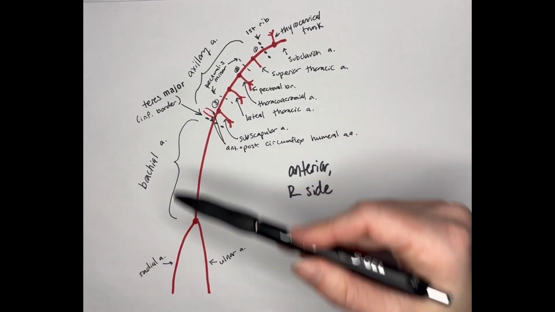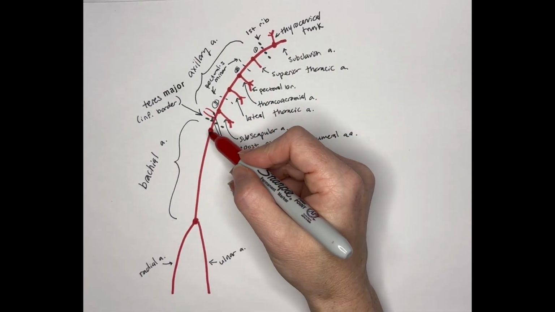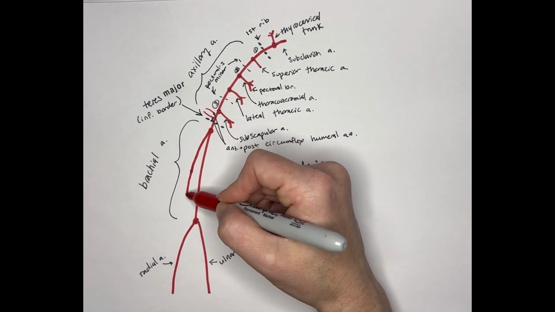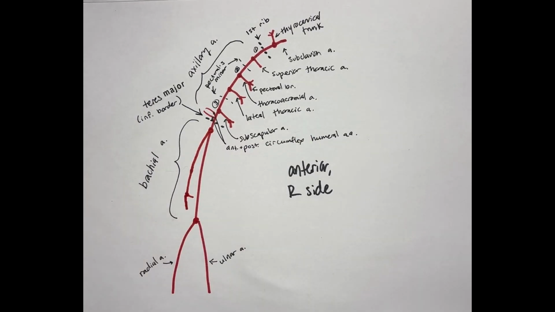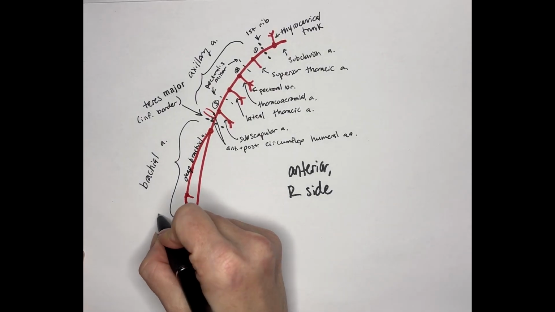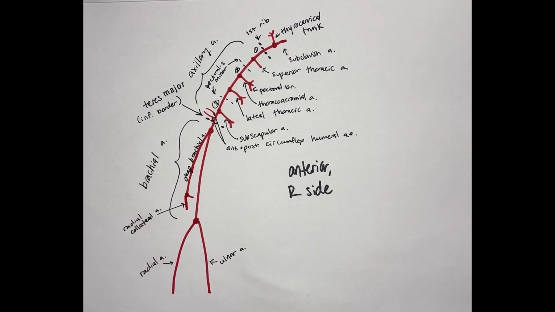Now we move past teres major into the brachial artery. Our first branch of the brachial artery goes posterior to the humerus, down until it splits. This artery is the profunda brachii artery. It's also known as the deep brachial artery. After it splits, the artery that continues down is the radial collateral artery.